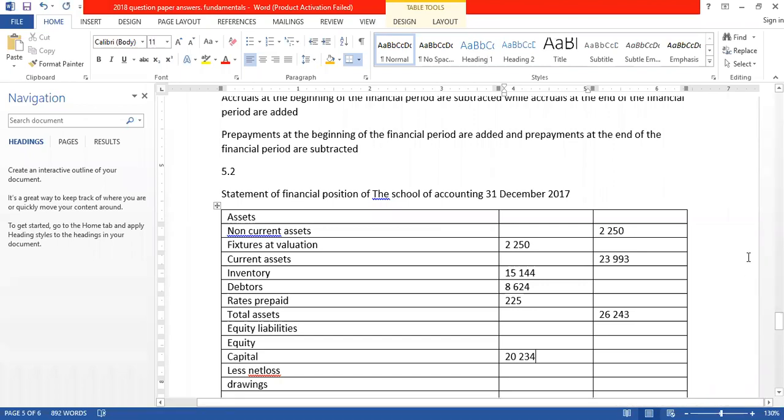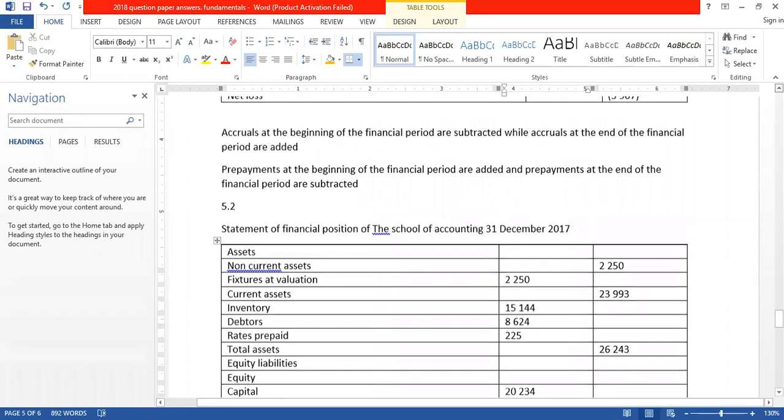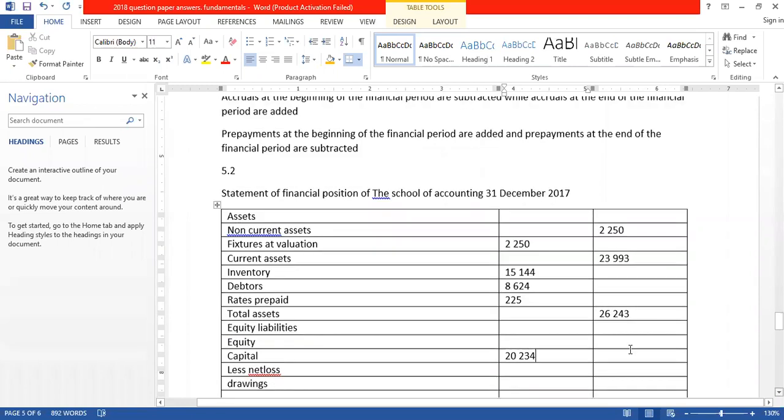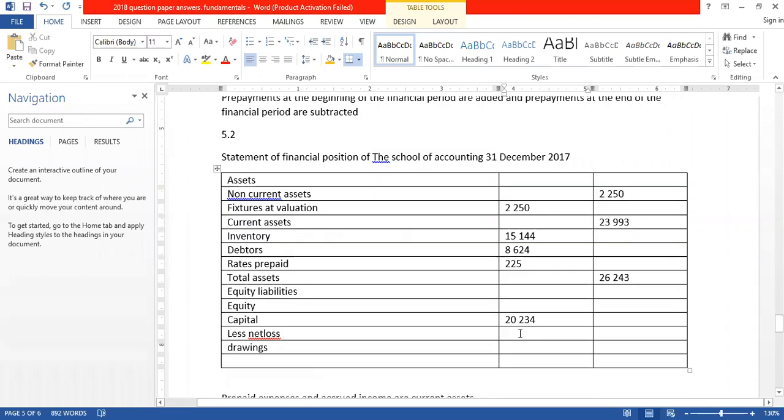And our net loss, we said that when we drew up our income statement, we got a net loss of 3,907. Okay. And then from there, we also less our drawings.